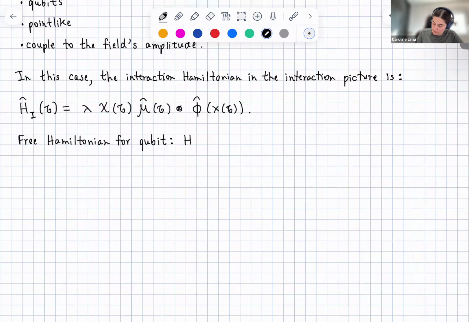So we're going to write some energy gap over 2 times sigma z plus the identity. Sigma z here is the Pauli z, okay? Let me just write, here is the Pauli z.